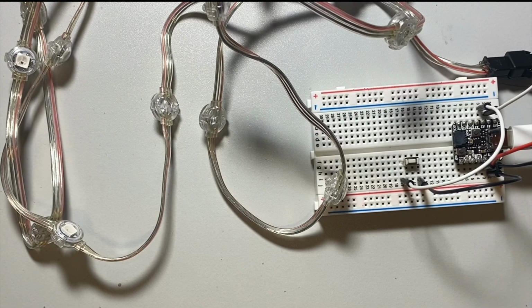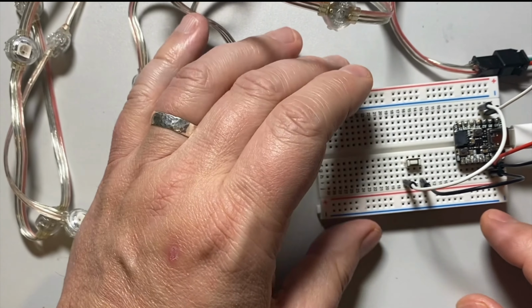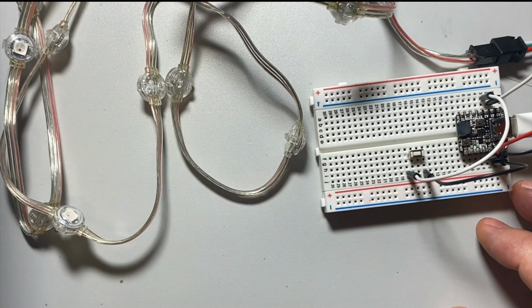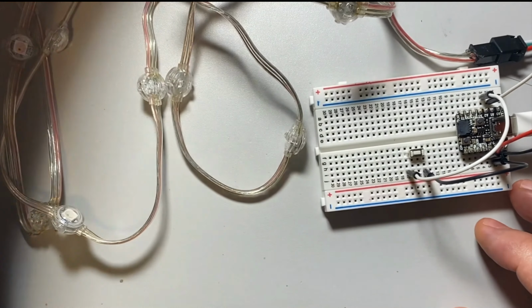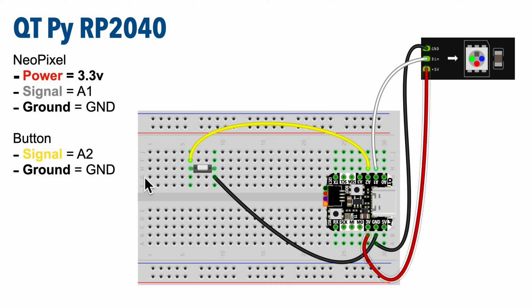And that's it. And as promised, here's the extra bonus. Now, just to show you that our QT Py RP2040 can go head-to-head with a bigger board that we were using, and to demonstrate how we would change things up if we used a different board with different pinouts, I've wired up the QT Py RP2040 like this. The NeoPixel is connected, power to 3.3 volt, signal to A1, ground to ground, and the button's two wires are signal to A2 and ground to ground.